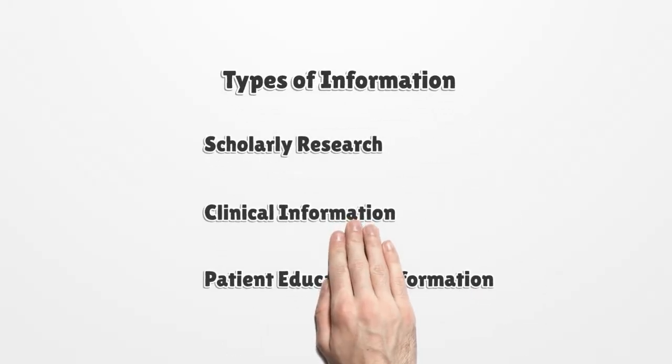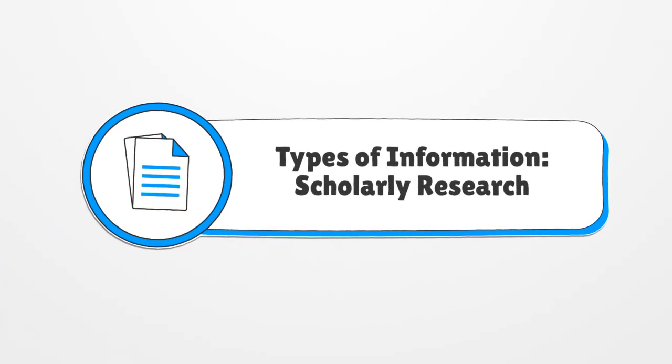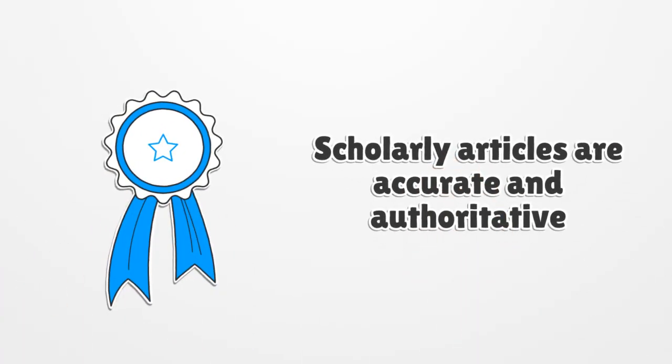Three common types of information are scholarly research, clinical information, and patient education information. Scholarly research is a broad category. Here are some different characteristics of scholarly articles that you might see. The information must be accurate and authoritative. As you can imagine, this is one of our top criteria for information that impacts patient care.